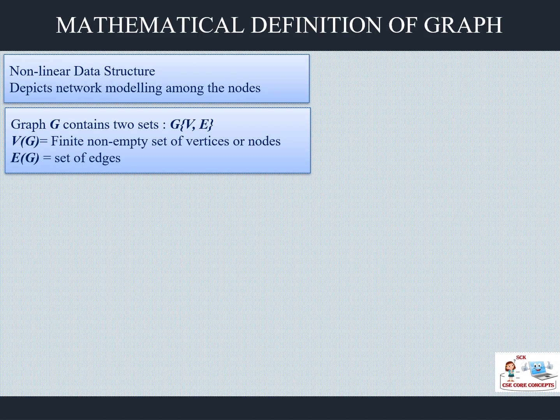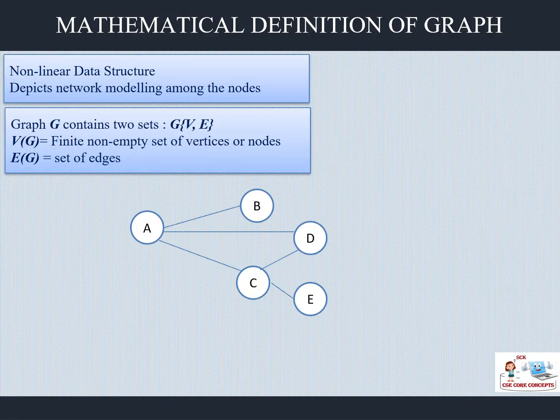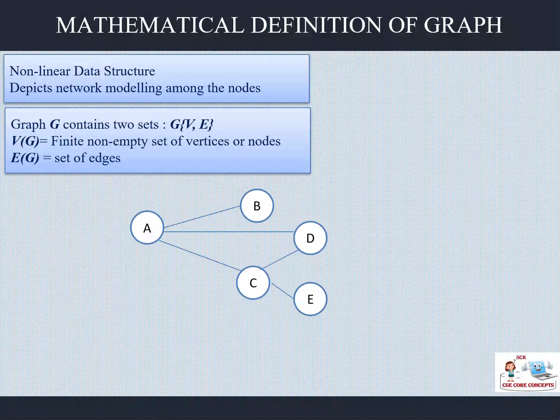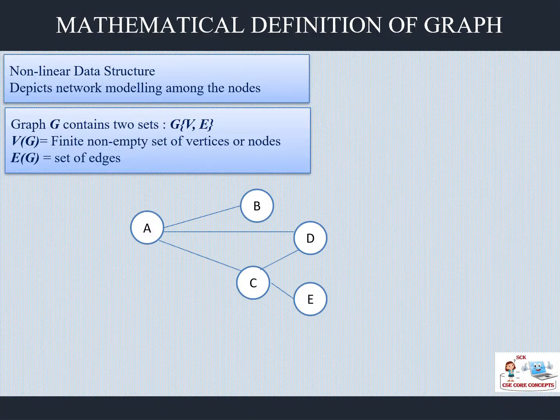A graph basically contains two sets. Let's say a graph G contains two sets V and E, where V represents vertices or nodes, finite and non-empty. They are finite, you cannot have infinite nodes in a graph. Non-empty means they have to have some values. And E is the set of edges. Edges are the lines which are connecting two nodes.